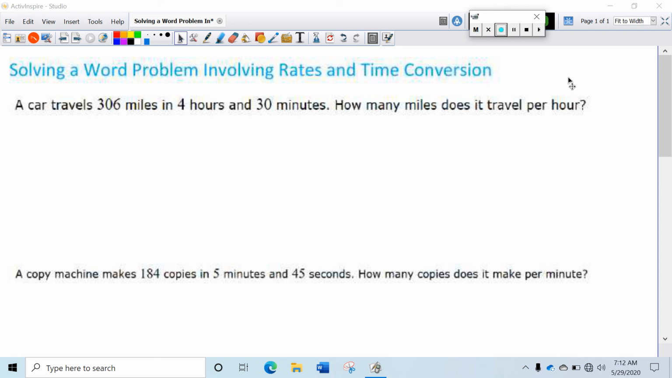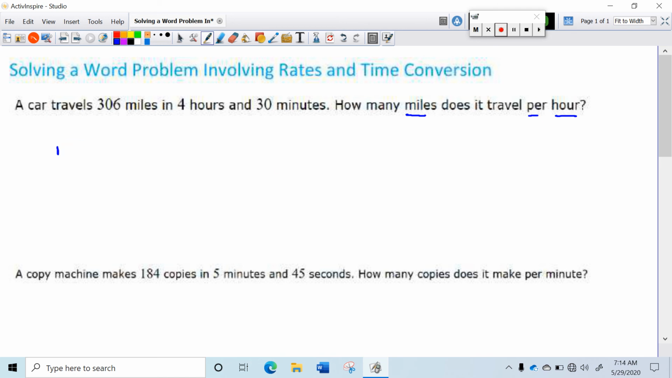A car travels 306 miles in 4 hours and 30 minutes. How many miles does it travel per hour? Well, what you want to do is go to the question itself to see what unit of measurement it's talking about, because I want to make sure that my answer is in that unit of measurement and they don't start out that way. So we're doing miles per hour.